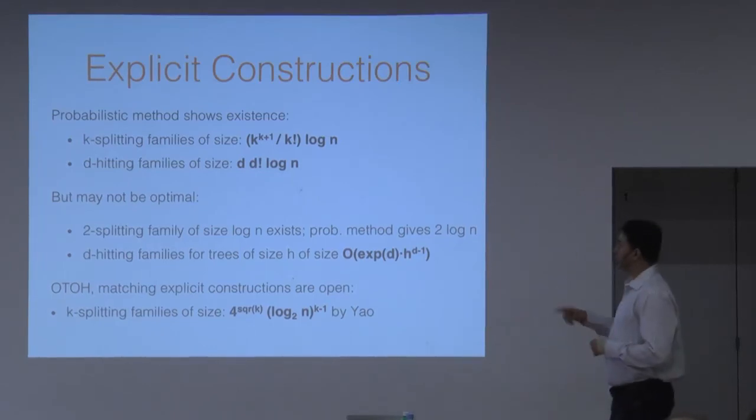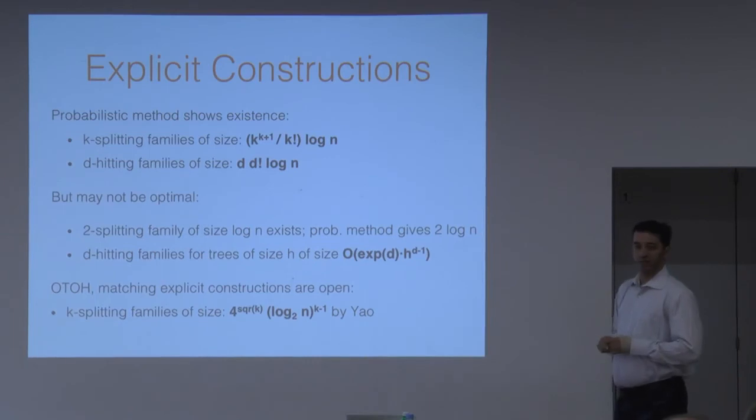So, for example, there is a two-splitting family of size log n. This was your first puzzle. And the way you find a log n size family is that if you have n elements, just look at the log n bits and have a round where for each bit, all the elements that have bit 1 in that position are on one side, and all the elements that have a 0 in that position are on the other side. Okay? Then you get log n rounds, and you separate out every pair.